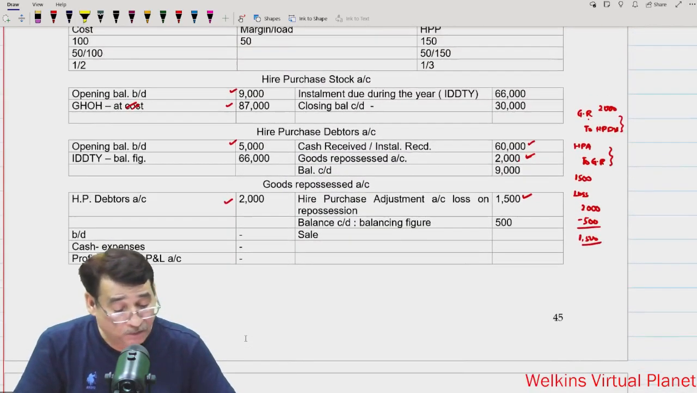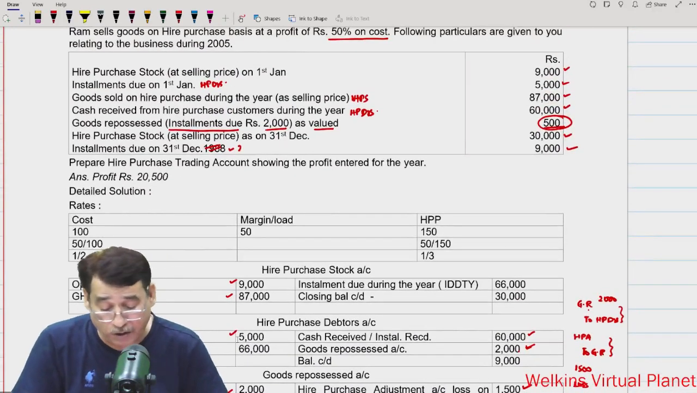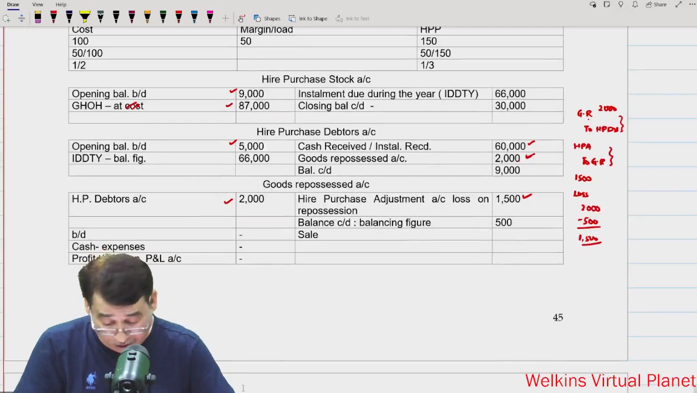Then, regarding this, what else is given in the question? So, goods repossession treatment, you are already aware of now. But still, I think I should do this particular question for you so that you shouldn't commit any mistake.